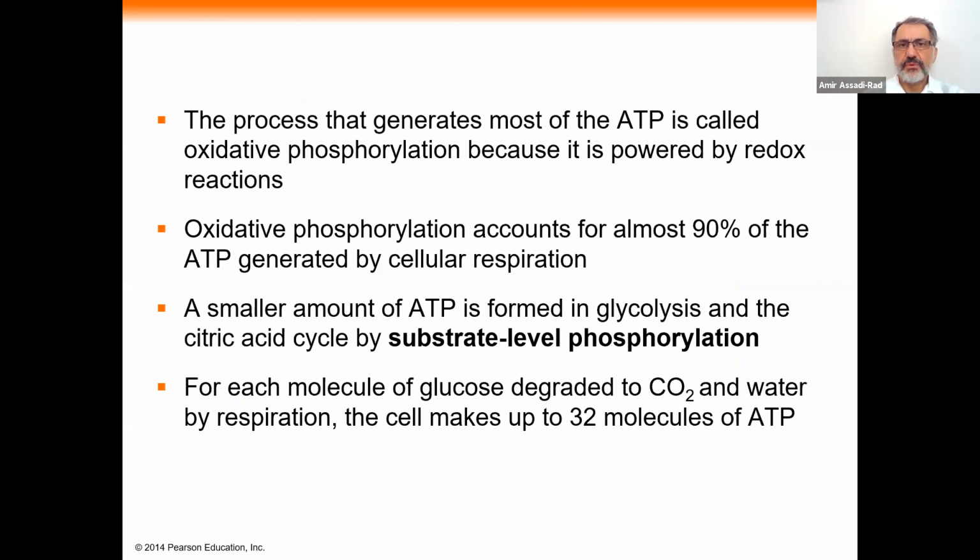The process that generates most of the ATP is called oxidative phosphorylation because it powers redox, remember, reduction oxidation reactions. Oxidative phosphorylation accounts for 90% of ATP generated in cellular respiration. There are 3 stages, and the very last one is 90%. A smaller amount of ATP is formed during glycolysis and the citric acid cycle, by substrate-level phosphorylation. For each molecule of glucose degraded to carbon dioxide and water by respiration, the cell makes up to 32 ATP.